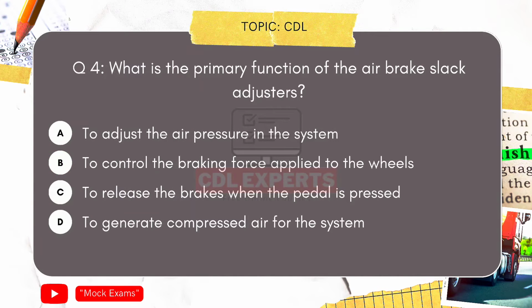What is the primary function of the air brake slack adjusters? To adjust the air pressure in the system, to control the braking force applied to the wheels, to release the brakes when the pedal is pressed, to generate compressed air for the system. The correct answer is to control the braking force applied to the wheels.